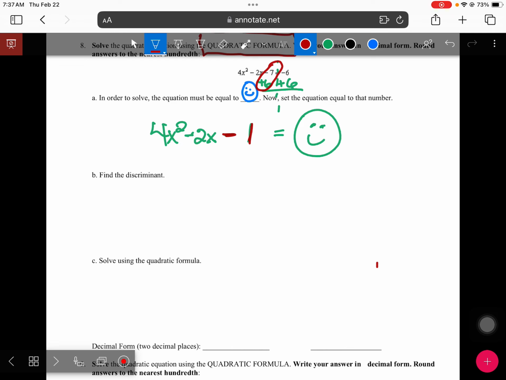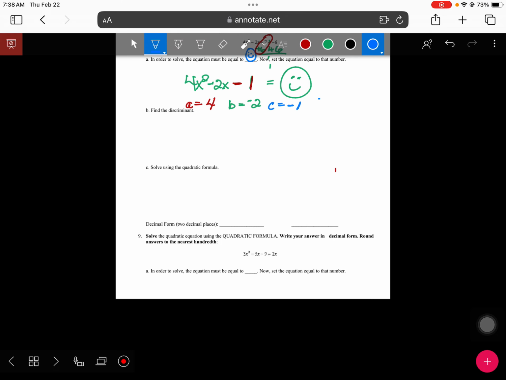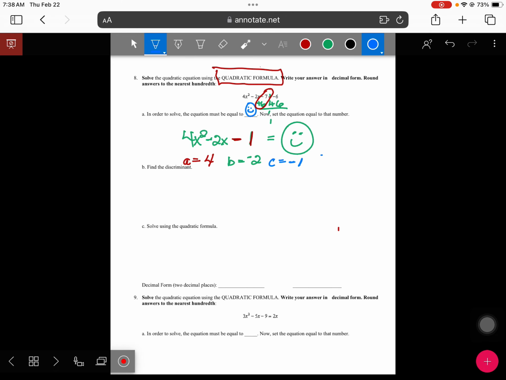All right. Then it says find the discriminant. I would say even before you find the discriminant, you want to know what's your A value, your B value, and your C value. So A is equal to 4. B is, what was that? -2. And C is -1. So the discriminant, let's see, we don't even have the quadratic formula on there, but the discriminant is B squared minus 4 times A times C.